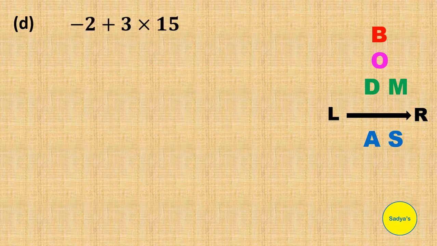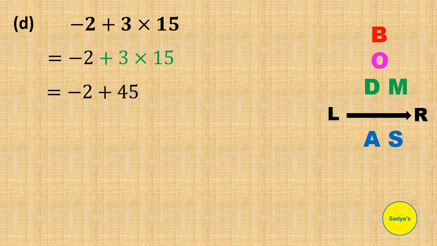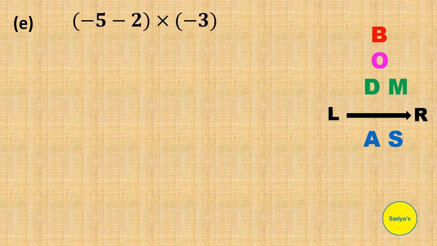Here is another question. Negative 2 plus 3 multiplied by 15. No brackets here, no order here. So according to BODMAS, we will first multiply. So 3 multiplied by 15 is equal to 45, and minus 2 remains as it is. Now negative 2 plus 45 is equal to positive 43. Let's look at another question.